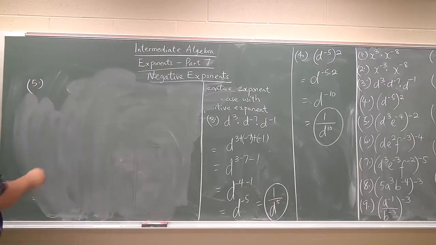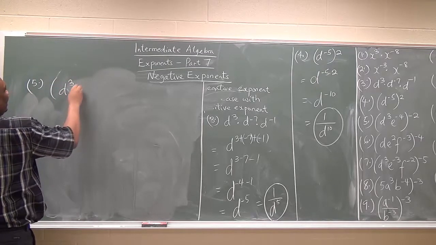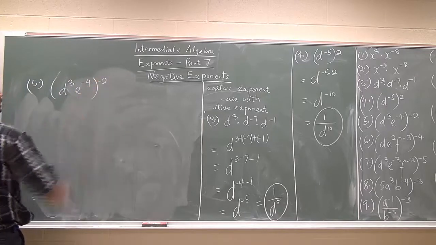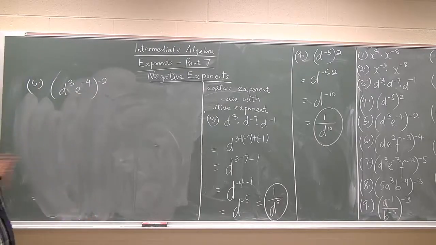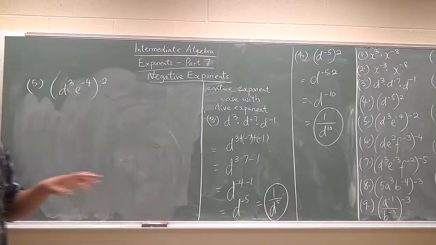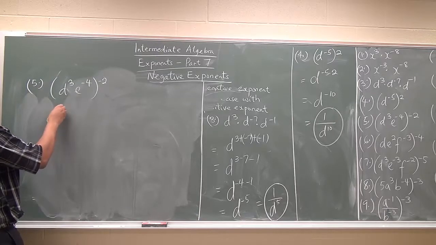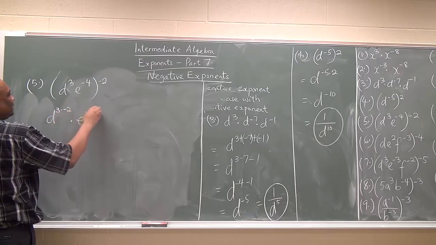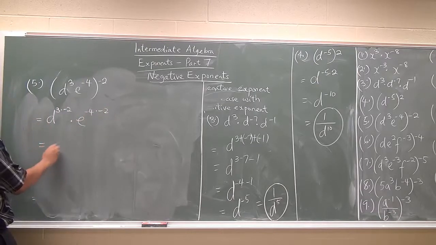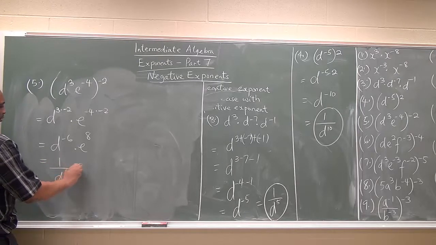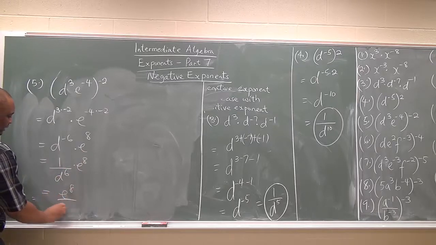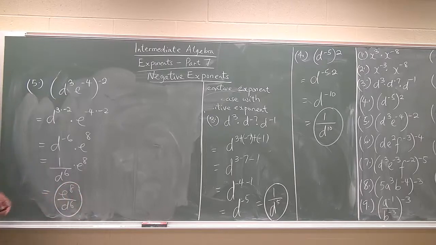Question 5. We have parentheses d exponent 3, e exponent negative 4, then outside exponent negative 2. As I said earlier in Part 6, the outside exponent applies to the two inside bases. So this will be d to the 3 times negative 2 times e to the negative 4 times negative 2. This is equal to d to the negative 6 times e to the 8, since negative 4 times negative 2 is 8. So this would be 1 over d to the 6th times e to the 8, and this will give us e to the 8 over d to the 6th. E exponent 8 divided by d exponent 6.